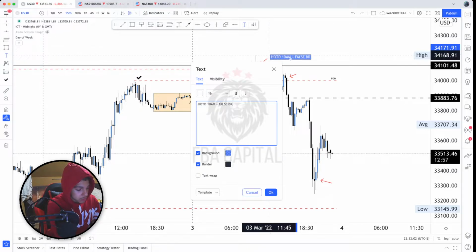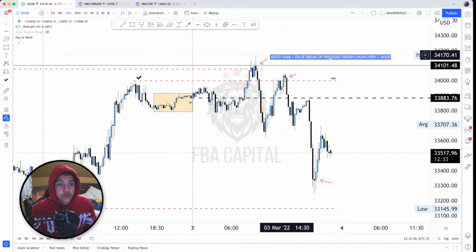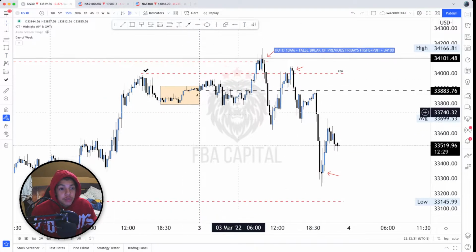After having a false break of previous Friday's highs, plus the previous day's high, along with the rejection of the 34,100 big figure level. And this is all taking place during the New York session. So this is when you start to look for a potential trade to trade lower.